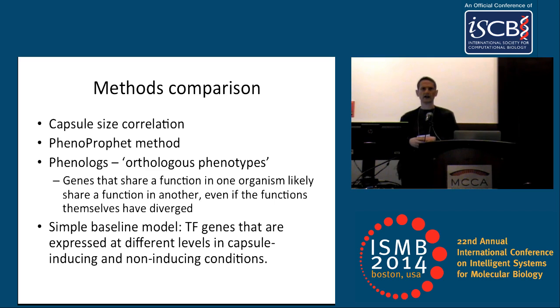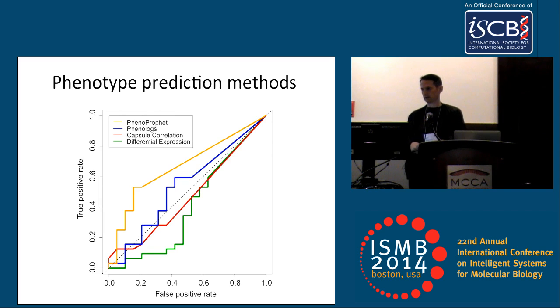We also threw in a really simple-minded baseline method for comparison. That's based on the idea that we should prioritize transcription factors whose expression level is significantly different in capsule-inducing conditions than in non-inducing conditions. So using the 41 mutants that we made and their capsule size phenotypes, along with 10 other ones that had appeared in the literature, we made an ROC curve for each of these 4 methods. And what you see is that essentially phenoprofit is the only one that works for this phenotype.